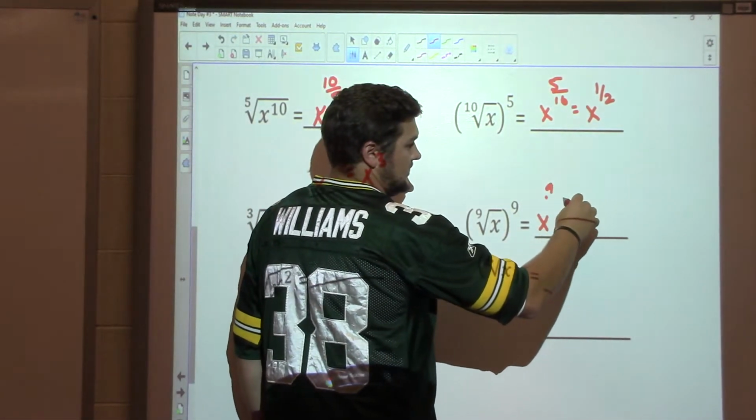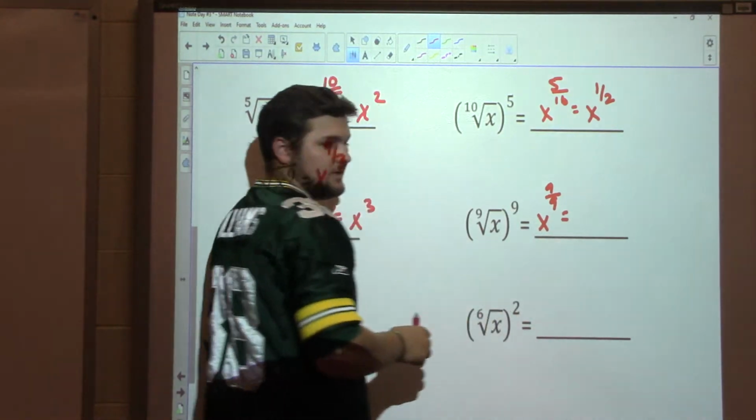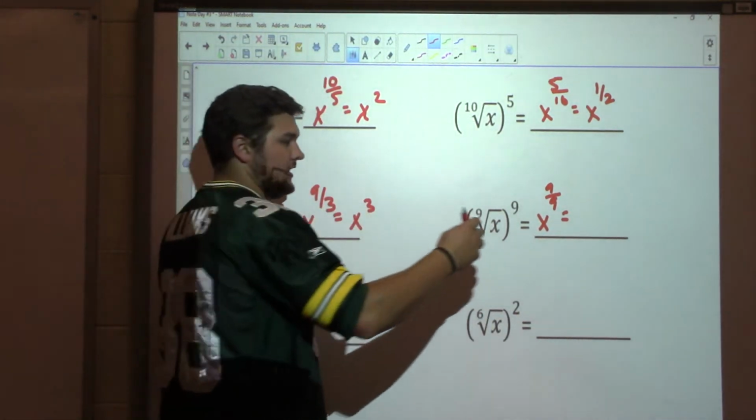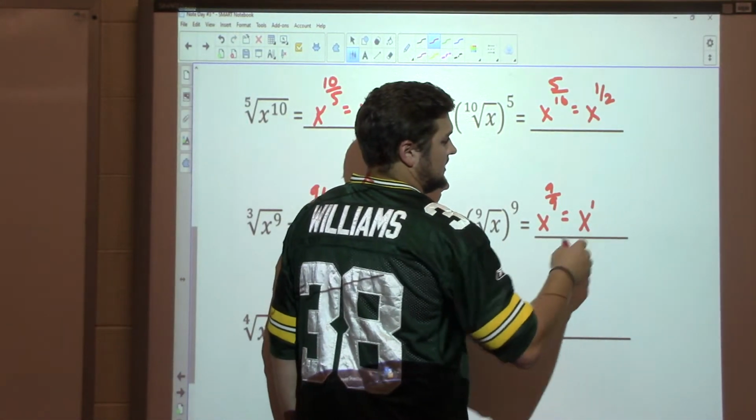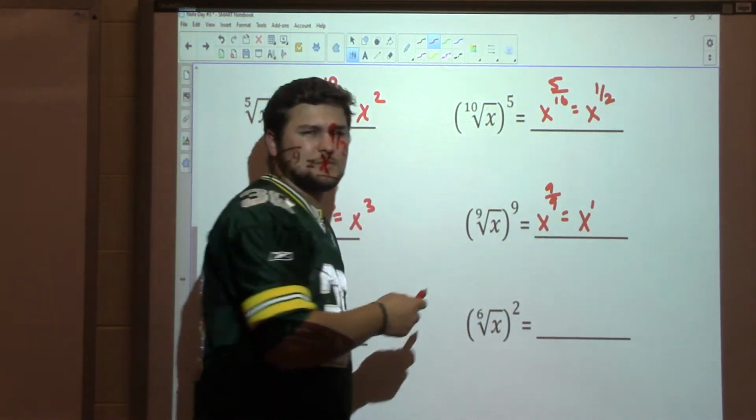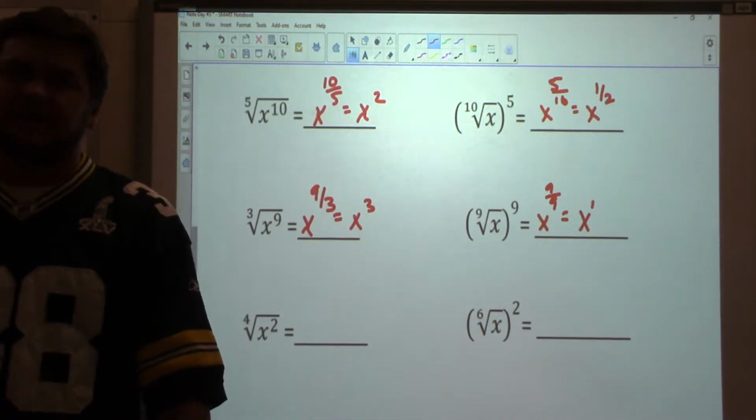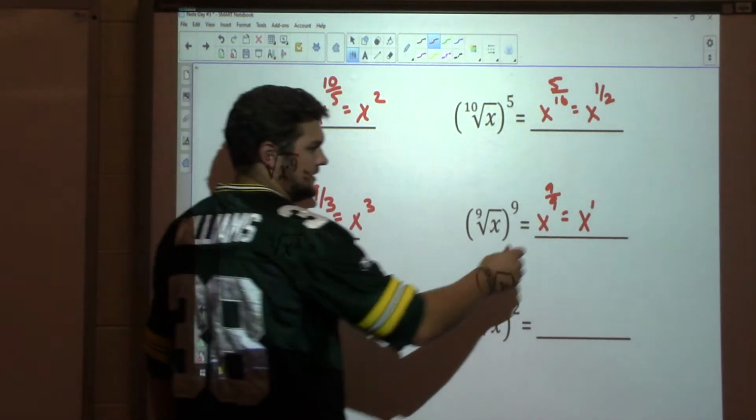X to the 9 over 9. What's 9 over 9? 1. So x to the first power. Is it okay to write as x to the first power? Yeah, what else could you write it as? X. Just x, right? That's fine.